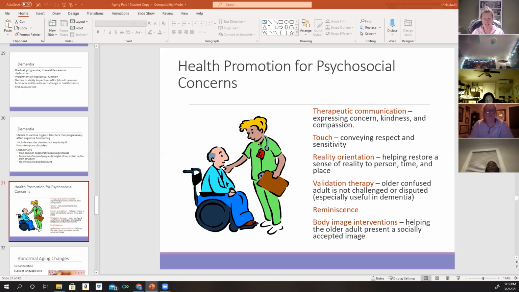Body image interventions. We can help the older adult present a socially accepted image. So if they're not able to care for themselves like they used to, we can make sure that we have some home care nurse come in and help them bathe, help them do their hair. These things make them feel good about themselves.